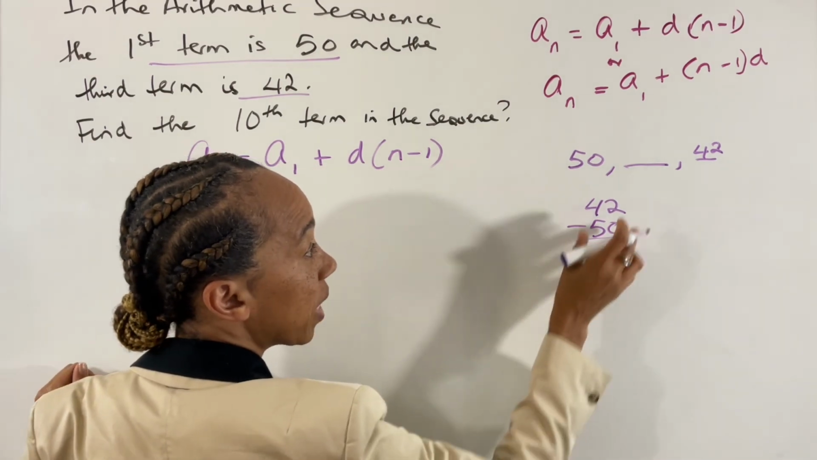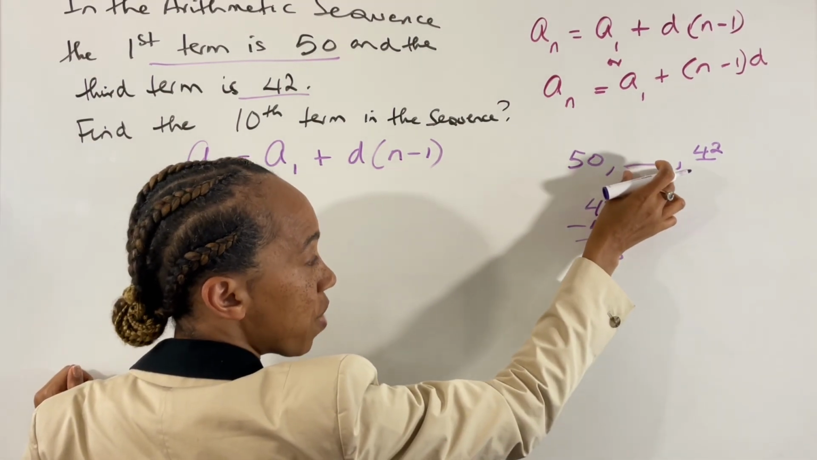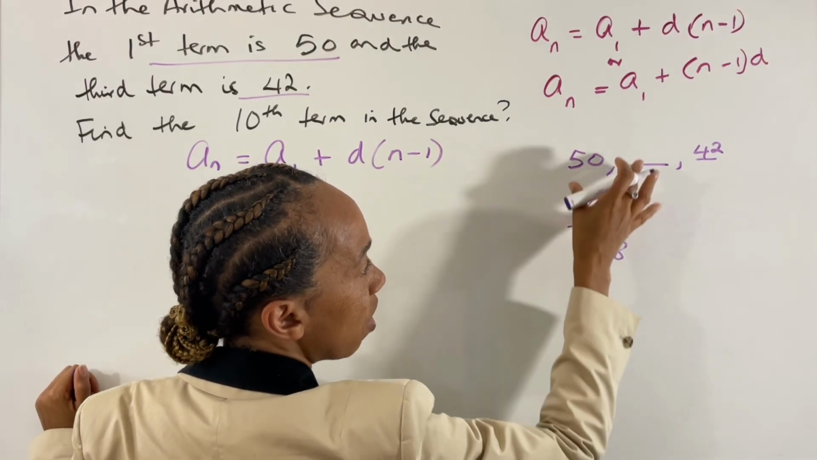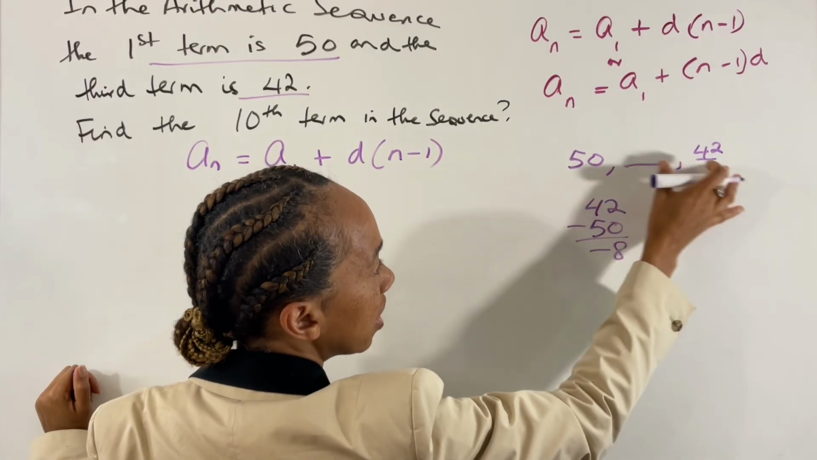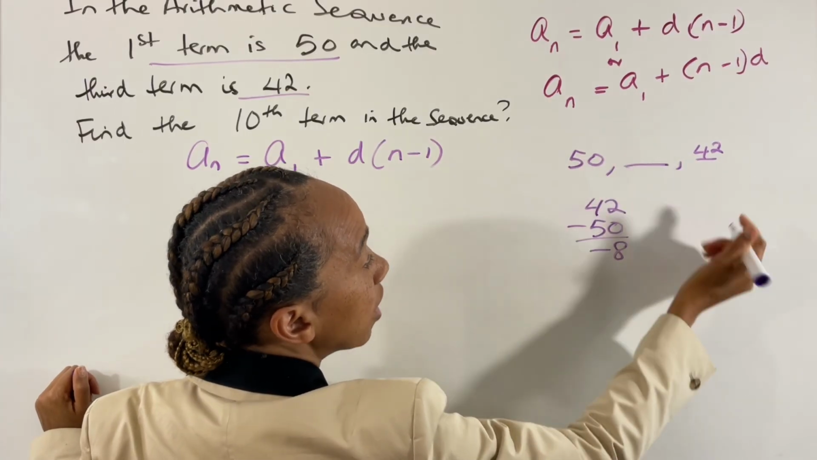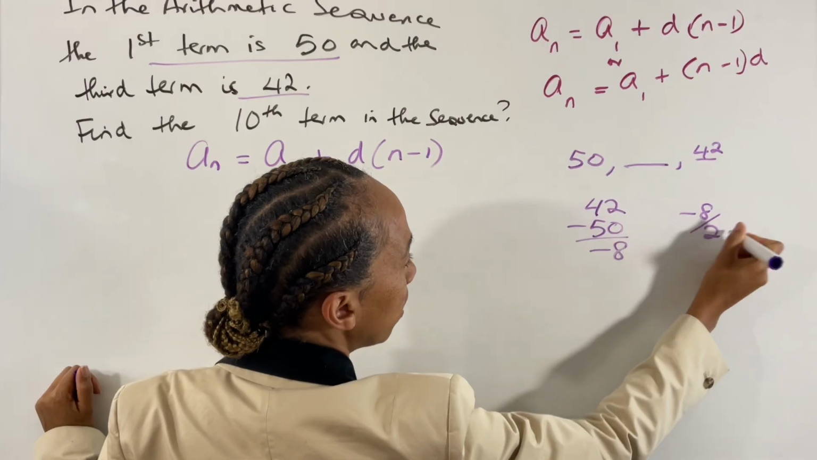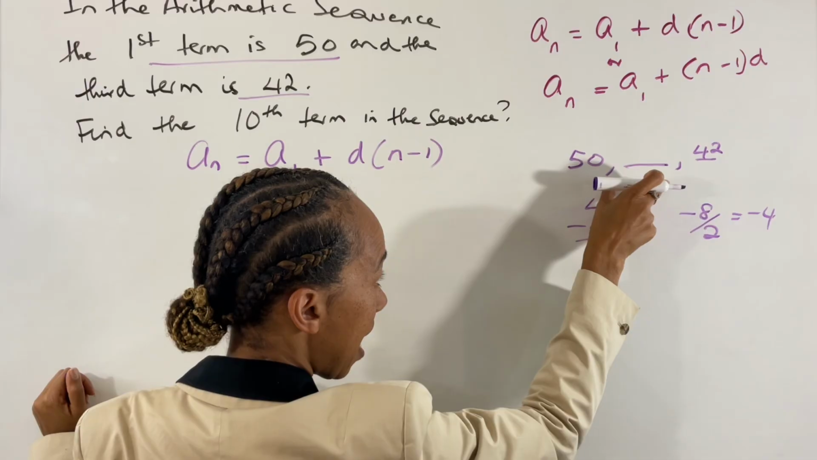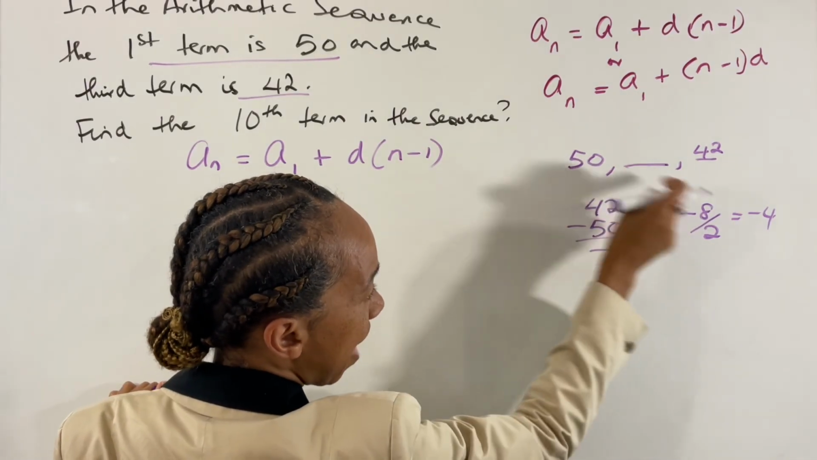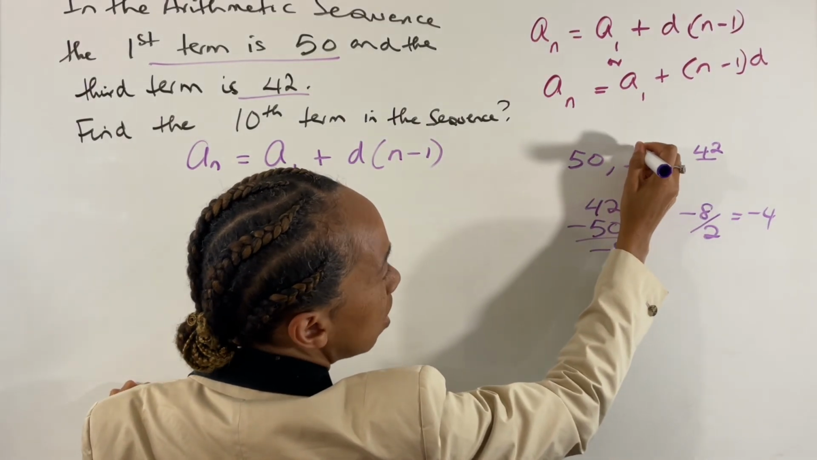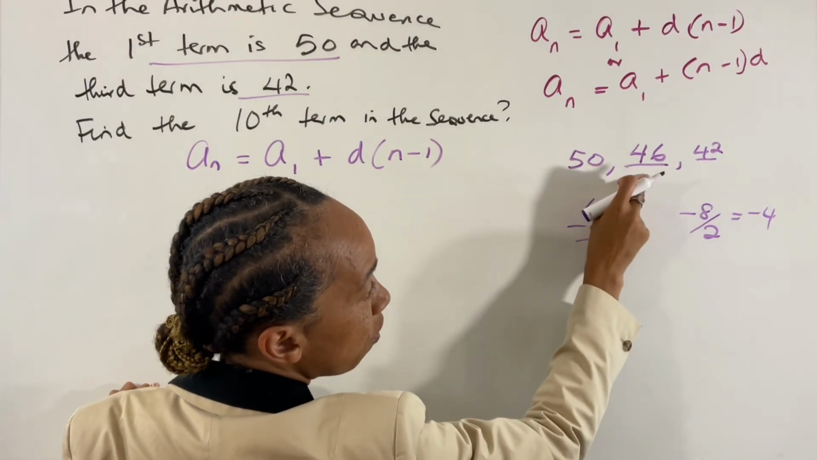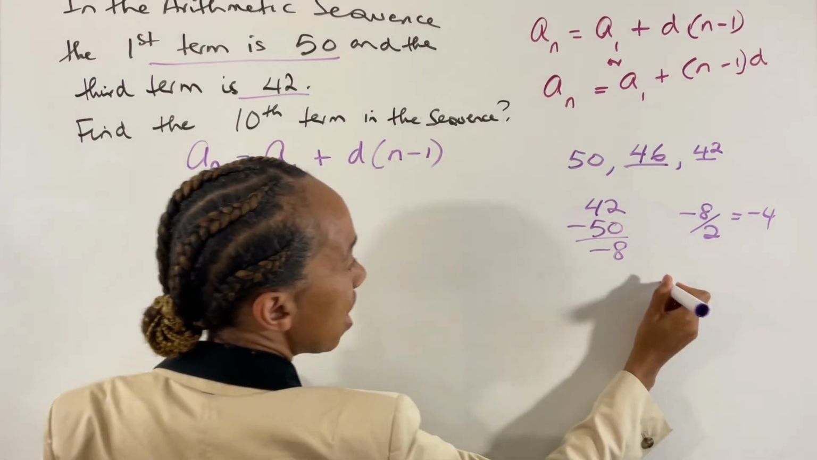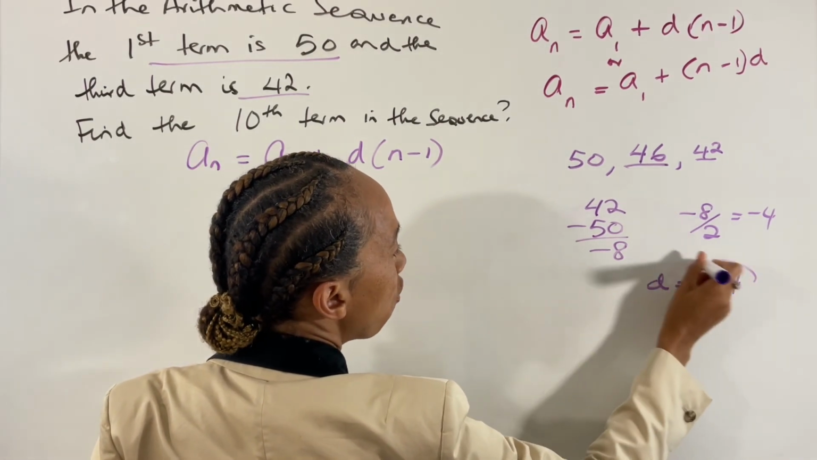and that is going to give you negative 8. Now, because we have this missing number here, which will be the second number, we are going to realize that jumping from here to here is actually two steps, right? So we are going to do negative 8 divided by 2, which is going to be negative 4. So whatever number is here, it's going to be 50 minus 4, which is 46. And then 46 minus 4 is going to give us 42. So our d here is going to be negative 4.